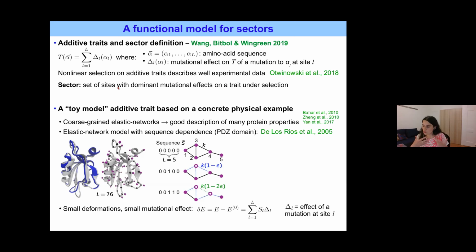And in this view, we can define a sector as the set of sites which have the large values of mutational effects on the trait under selection. So this trait is very abstract, but a concrete example of a trait is the elastic deformation of a protein that changes between two important states. If it's written within a small deformation and small mutation effects, then this deformation energy can be written as a linear trait. So that's just a toy example.